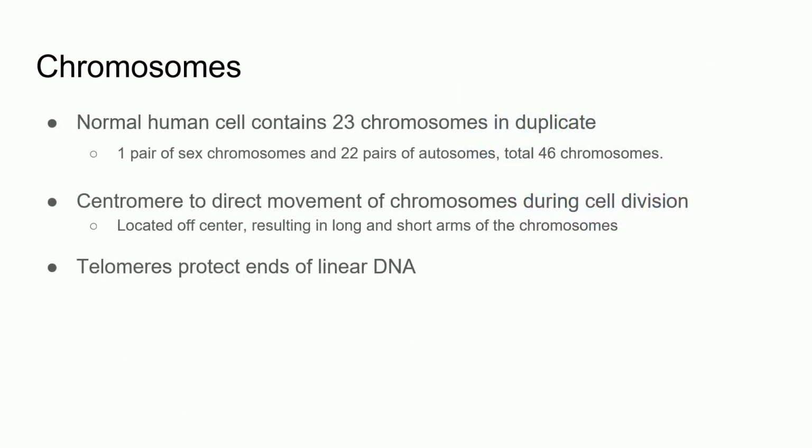Normal human cells contain 23 chromosomes, each in duplicate. One copy is inherited from father, the other from mother. Among the 23 chromosomes are the sex chromosomes, XX for female and XY for male. A centromere is present in each chromosome that allows microtubules to attach and direct separation during cell division. The centromere is located off-center and results in a long and short arm for each chromosome.